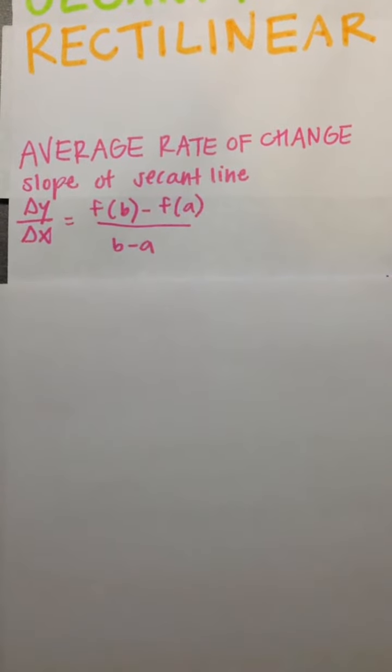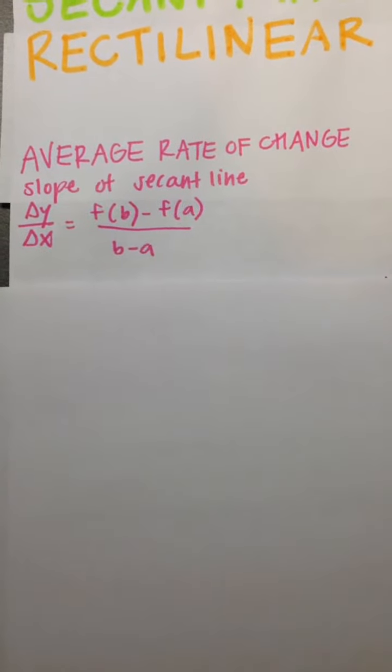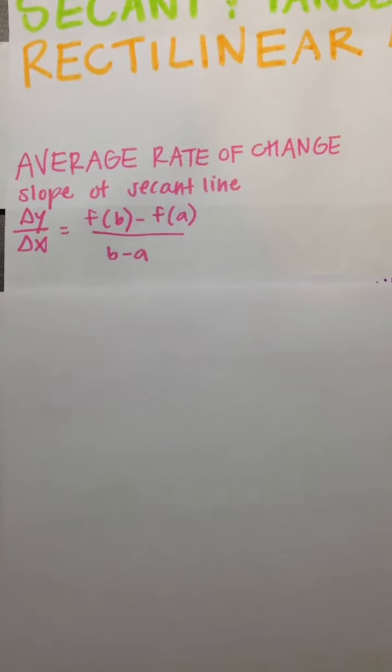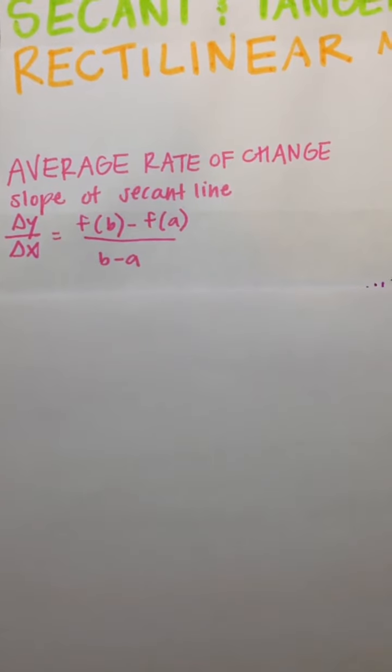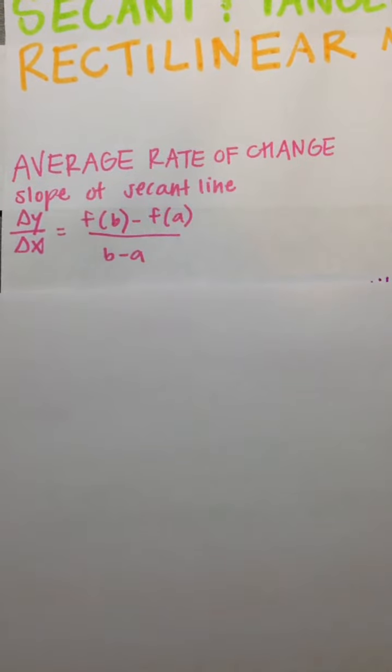This is problem 12 from Unit 2, secant and tangent lines and how they relate to rectilinear motion. The average rate of change is the slope of a secant line to the graph, which is delta y over delta x, and so over the interval a to b, the slope of the secant line is f of b minus f of a over b minus a.